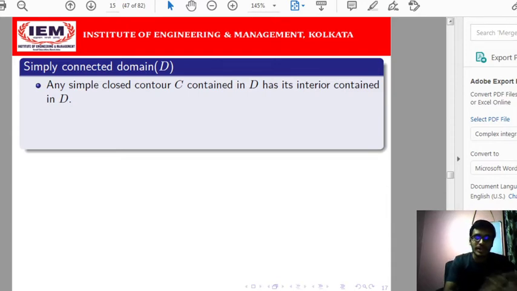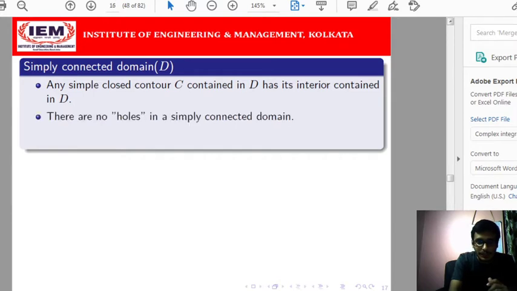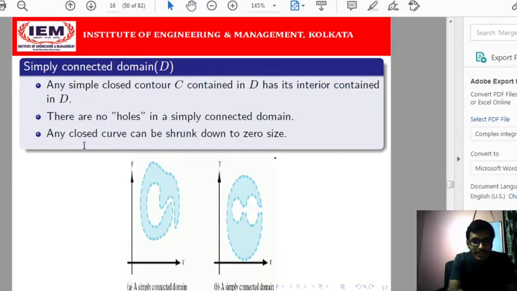So, simply connected region or simply connected domain: what does it mean? A contour is nothing but a closed curve. Any simple closed contour C contained in a domain D has its interior contained in D. What does it mean actually? Whenever I take a domain, the domain means the region that is covered by some curve.